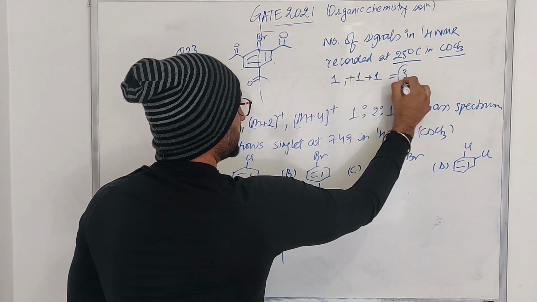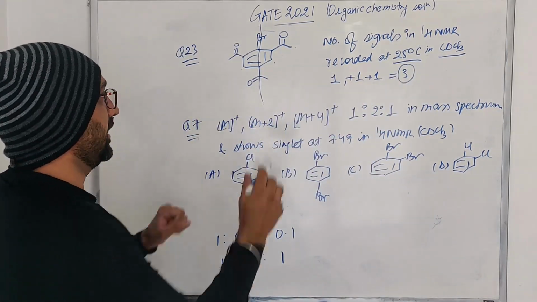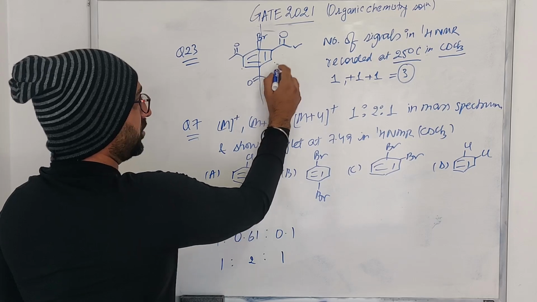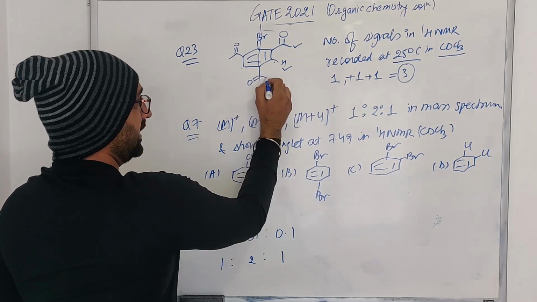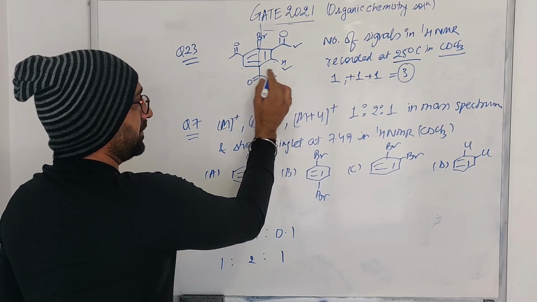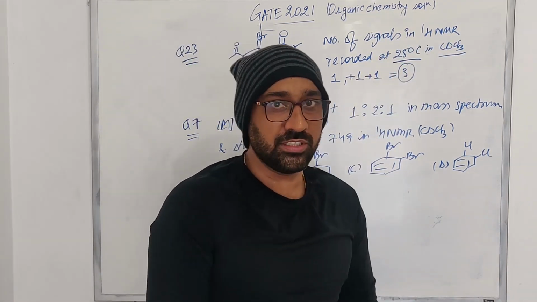So the total number of signals we are going to see in the 1H NMR is 3 signals. One signal is for this particular methyl group, one signal is for this aromatic hydrogen, and one signal is for this particular methyl group के लिए. ठीक है, so total number of signals is 3.